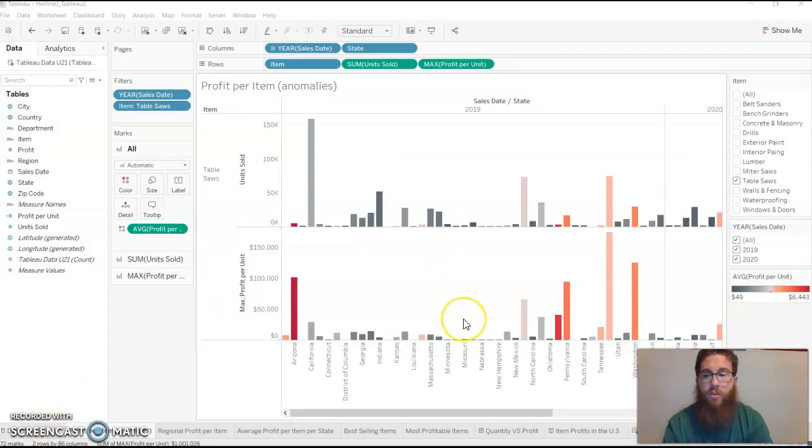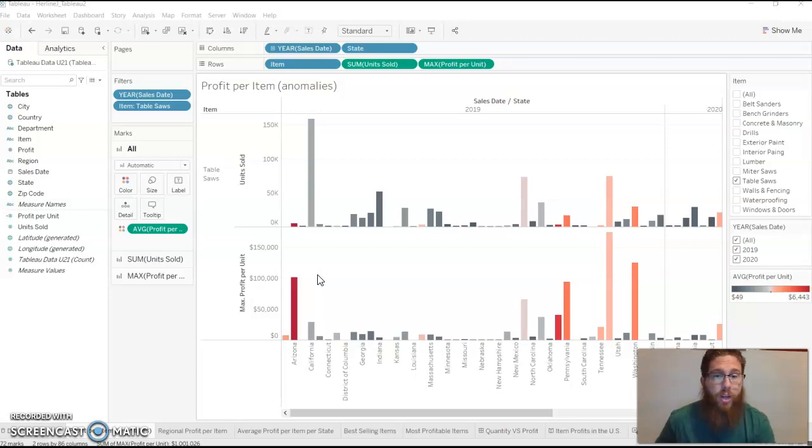So here you can see the first worksheet I created. Before moving further with analyzing the data, I wanted to make sure there weren't any significant errors that could throw off my results. Here I created a set of bar graphs that show the units sold, the maximum profit per unit, and the average profit per unit. Some pretty basic coloring used.